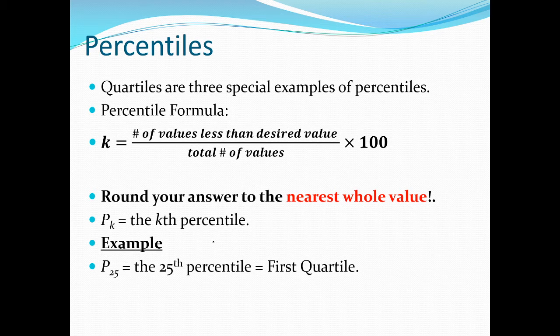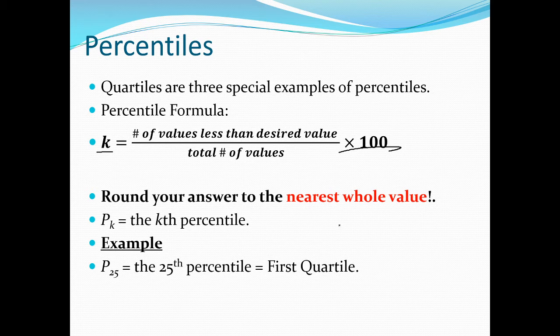So the way you find these percentiles or quartiles, again, you can do this for either one. It's just that quartiles are already known to be 25, 50, and 75. So percentiles are a little bit more general. The way you get your percentile, which we call K here, is you take the number of values less than your desired value, divide it by the total number of numbers you have, kind of like an average almost, and then you multiply it by 100 to get into a percent form. And you should round your answer to the nearest whole value. So you shouldn't have like the 2.5 percentile. It should just be 3.